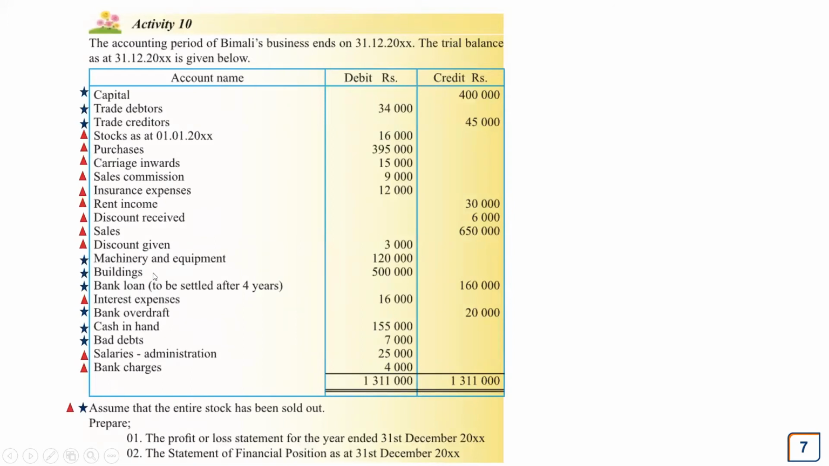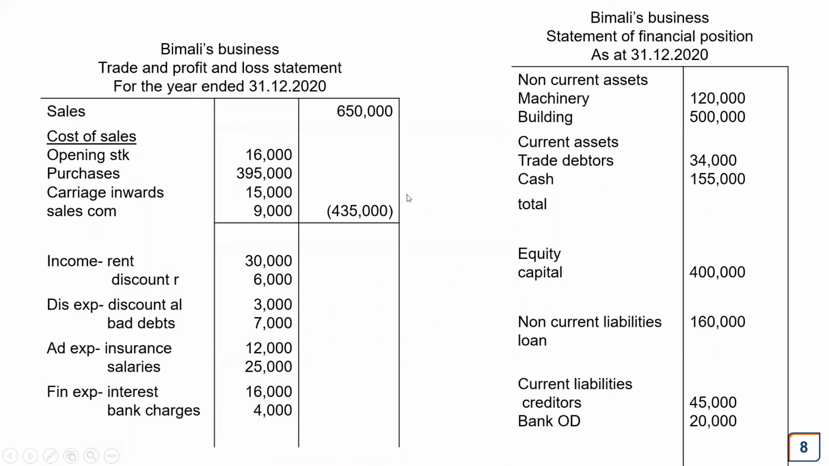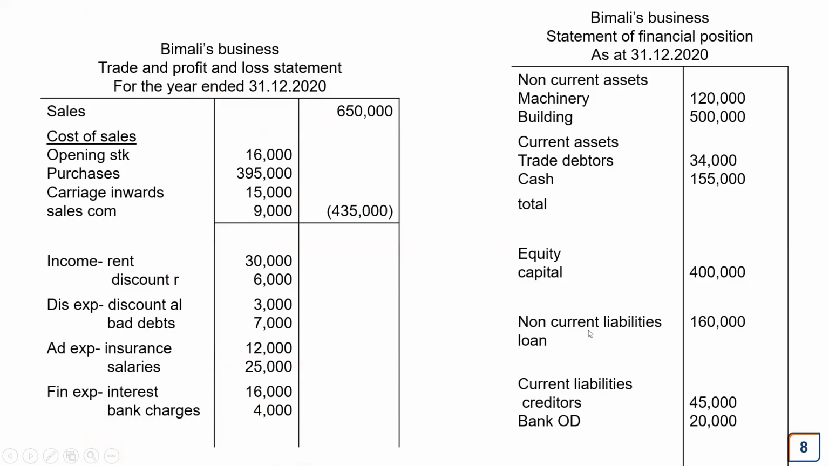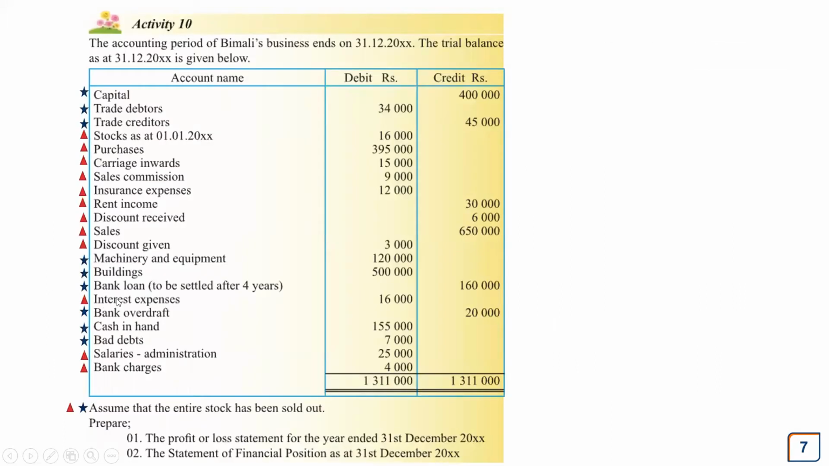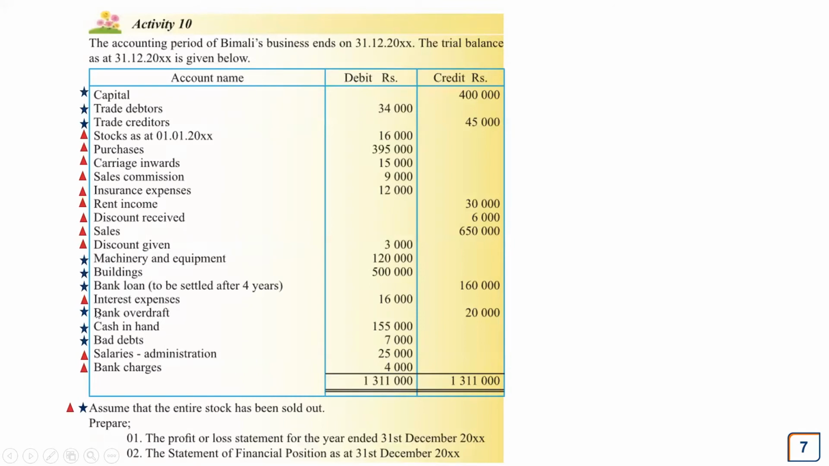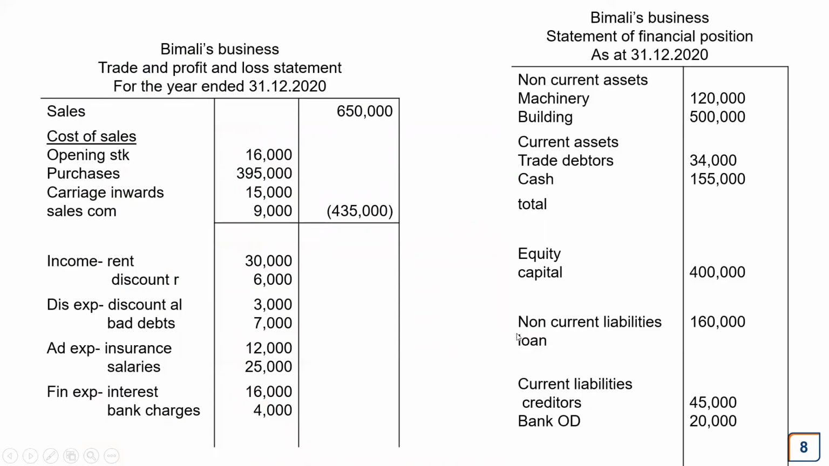Next, machinery 120,000, building 500,000. So both go to the statement of financial position under non-current assets. Bank loan to be settled after 4 years is 160,000. So it shows that there will be a certain long-term period. So I have to take it under non-current liabilities as loan, and 160,000 is recorded. Right? Interest expense 16,000. So I have to write it under financial and other expenses. Bank OD 20,000. It's a credit given to us. So we consider it under the current liabilities.